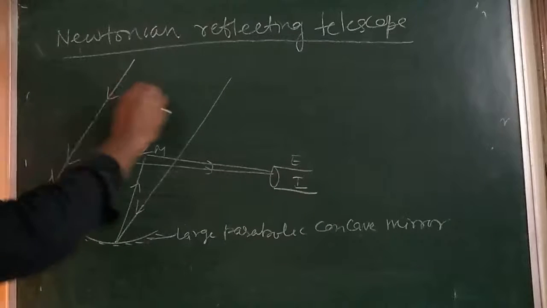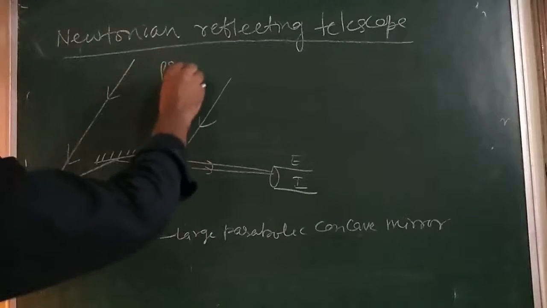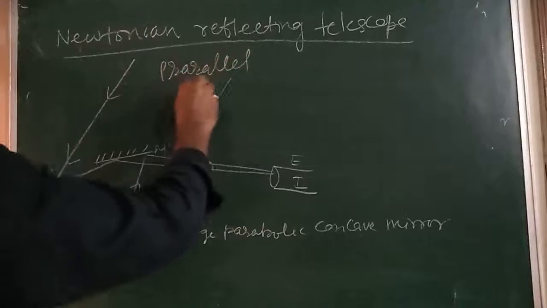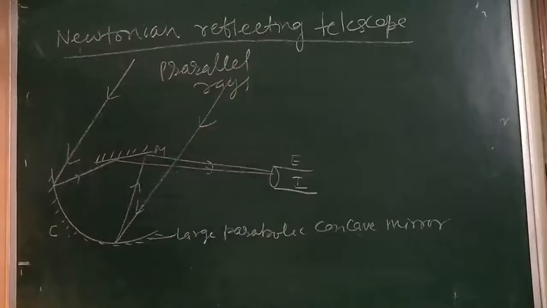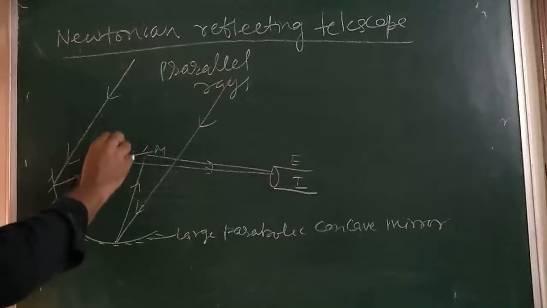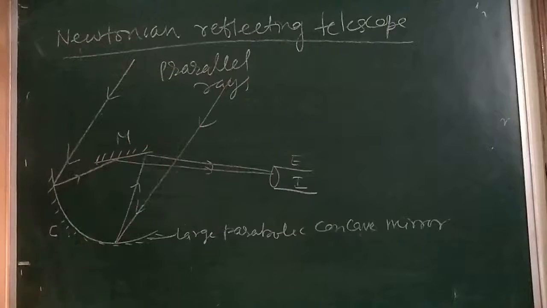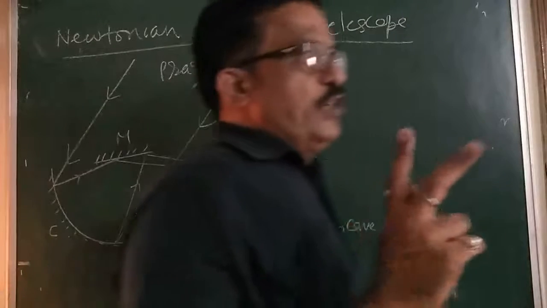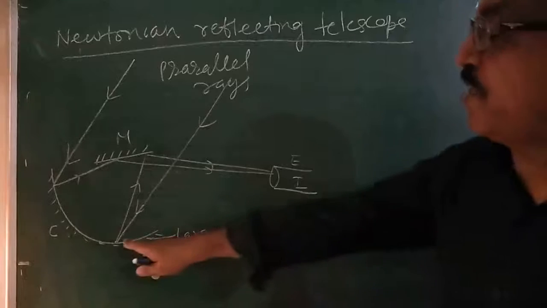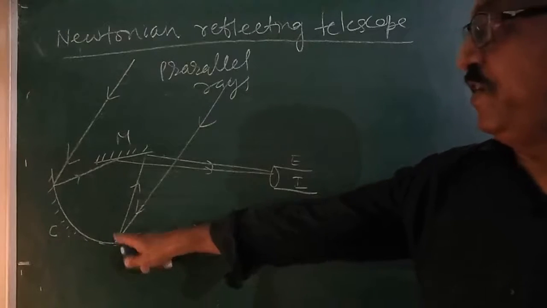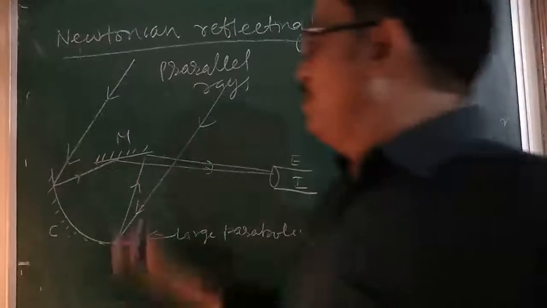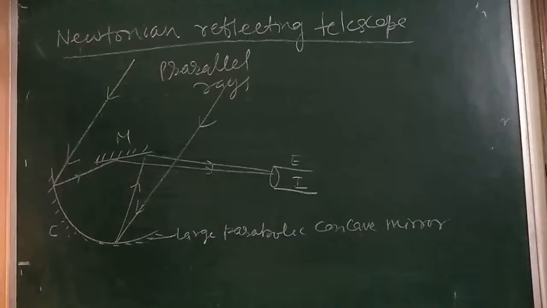So parallel rays are coming from the distant star. Here is C, here is the plane mirror M. Draw this figure. Then I am explaining here what that is. Here we are having two important things: C is the concave parabolic mirror, large, and M is a plane mirror. Both are settled here.